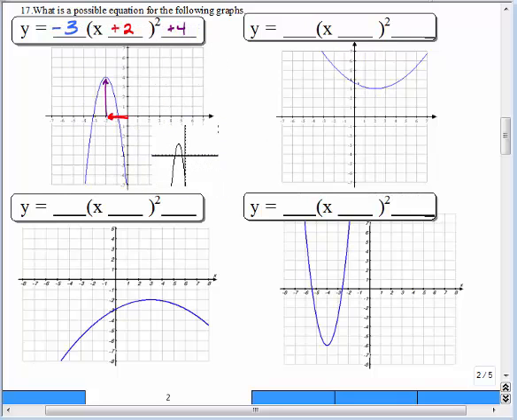Alright, let's try it again with this one. This one has been moved, let's see, to the right, it looks like 2 to get to the vertex. So to move right 2, I'm going to say minus 2. And it looks like it's been moved up 3. So that'll be plus 3 right here.